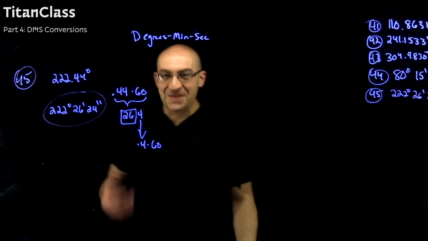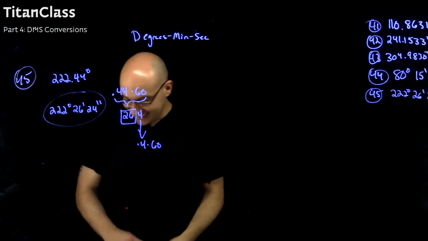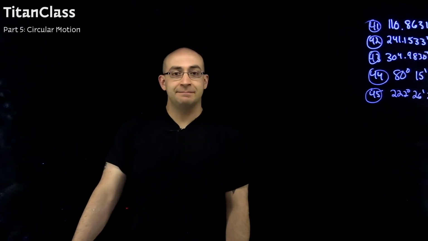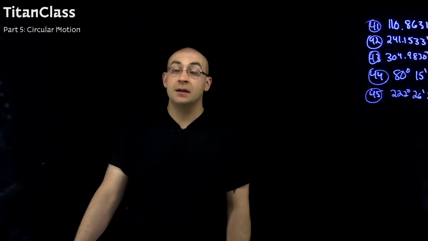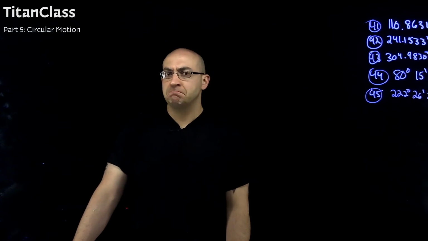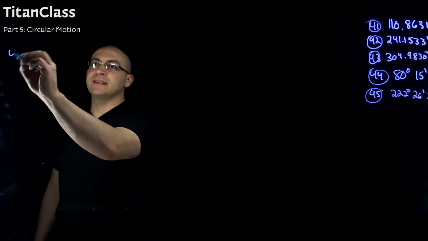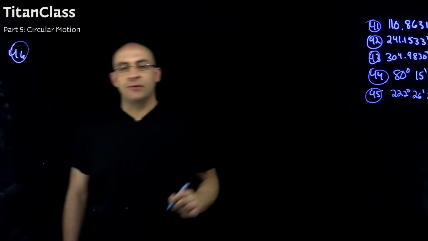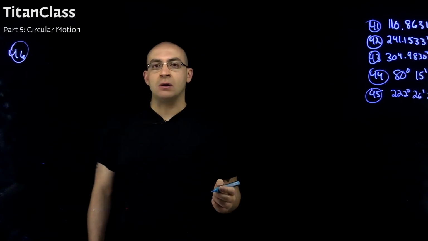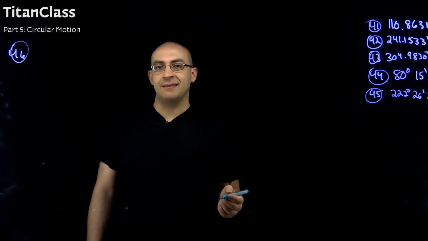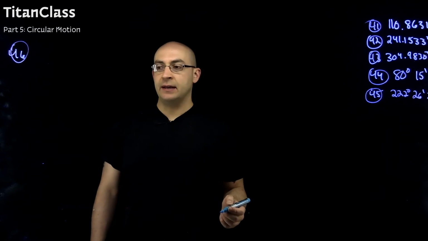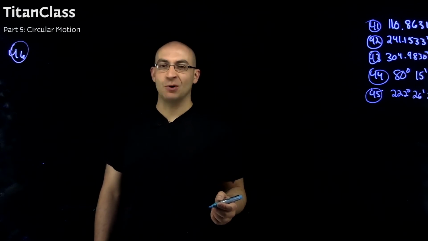All right, 5 more problems. Woof. We're getting there. All right, part 5, our last part. Circular motion. This is some difficult stuff. Let's take it one at a time. Number 46. Before we get into 46, let's recall the arc length measurement formula. Now again, we're not doing the old school formula. We're doing the new school one because that's more cool.